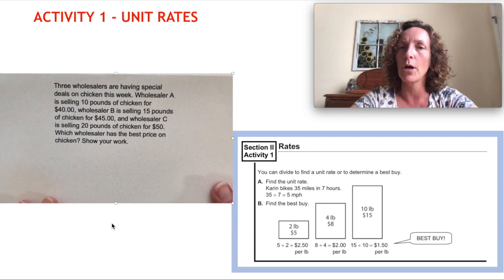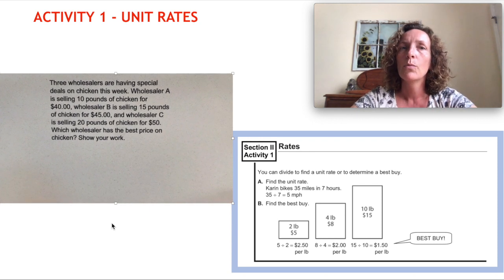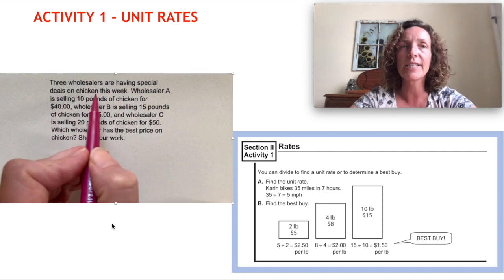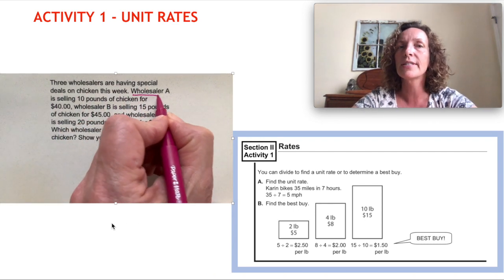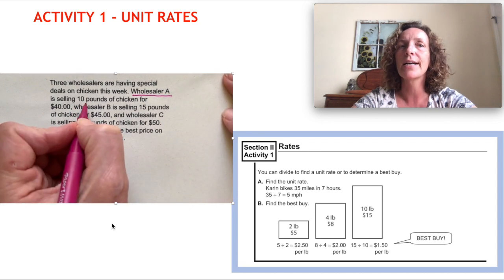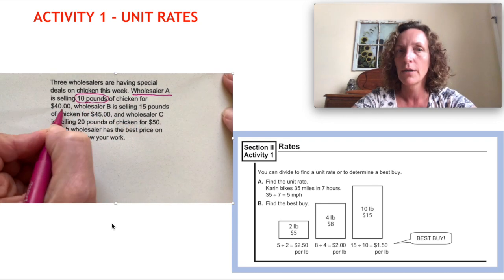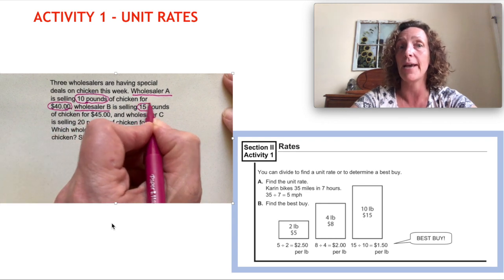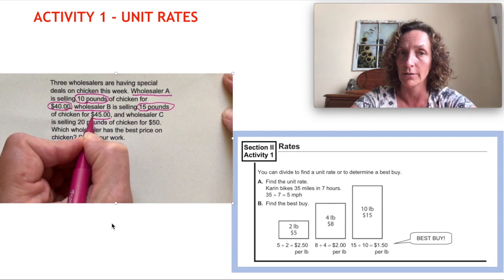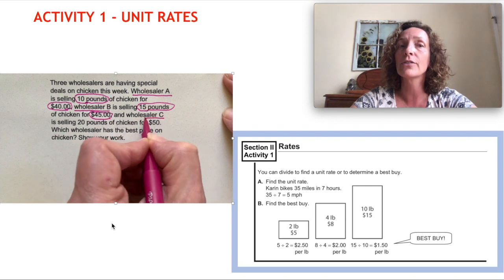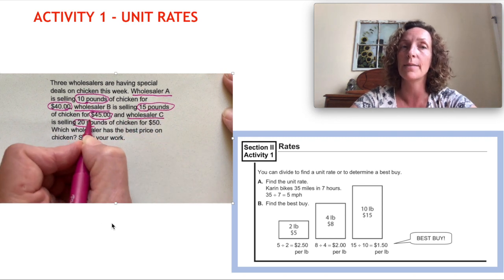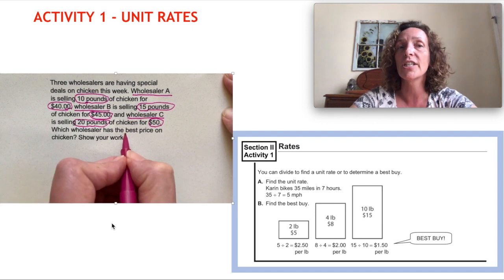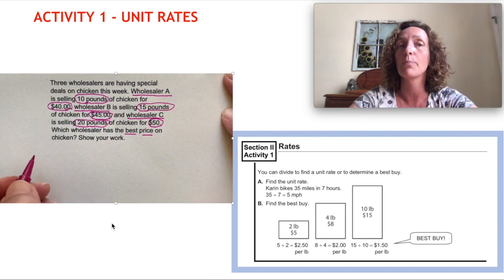A similar problem. We've got 3 wholesalers. They're having a special deal on chicken. Wholesaler A is going to sell 10 pounds of chicken for $40. Wholesaler B is selling 15 pounds of chicken for $45. Wholesaler C is selling 20 pounds of chicken for $50. The question is, which wholesaler has the best price?